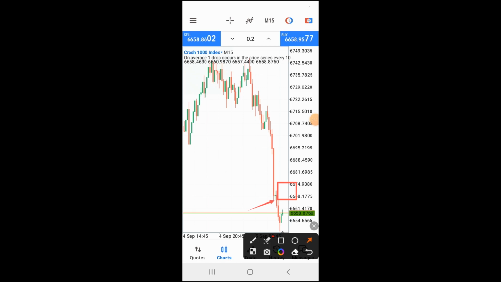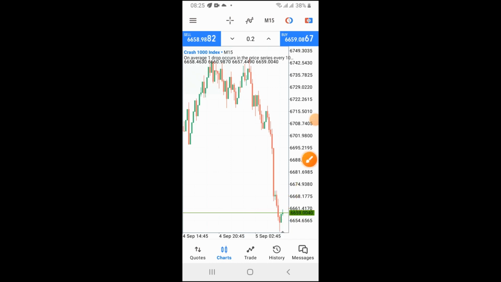Before this market starts crashing again, that is before it starts selling again, as it's buying now, you can see that it is buying right now. Before it starts selling again, it's going to get to this particular supply. Then from this supply, that is where it will start crashing down.